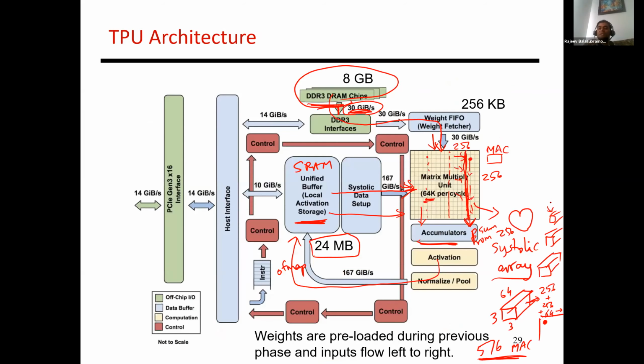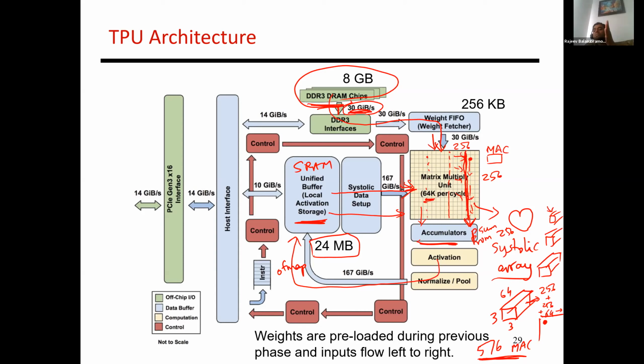Okay, let me again pause here and see if there are any questions. So, what does it accumulate? Like I've just mentioned over here, you're trying to do 576 multiplications and adding up all those results.